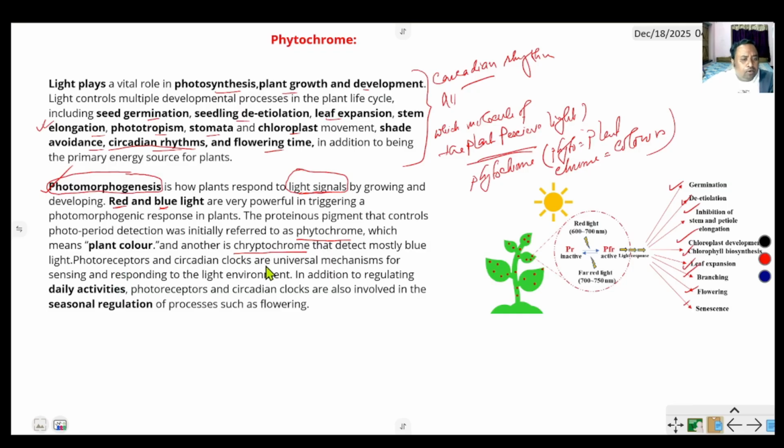Photoreceptors and circadian clocks are universal mechanisms for sensing and responding to the light environment. So what is the circadian clock? The circadian clock is the environmental clock that regulates physiological or morphological processes in living organisms. The circadian clock regulates daily activities or seasonal regulation. Daily activities like photosynthesis, seasonal regulation like the flowering process.